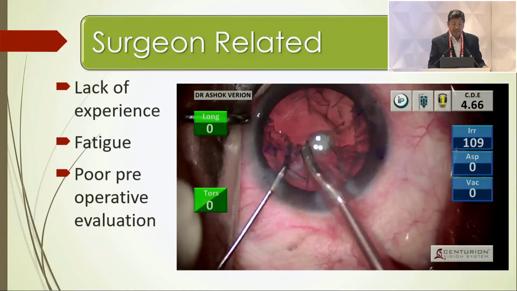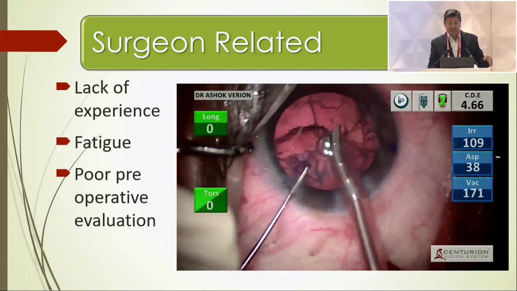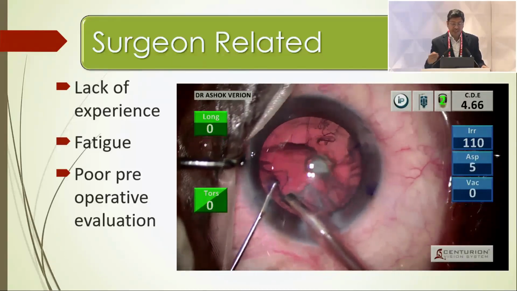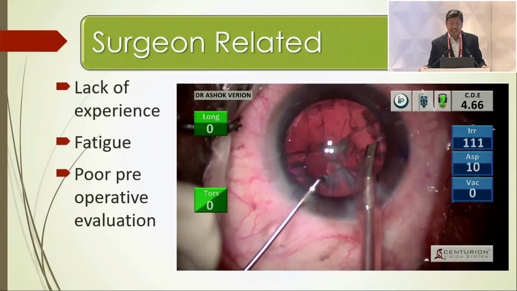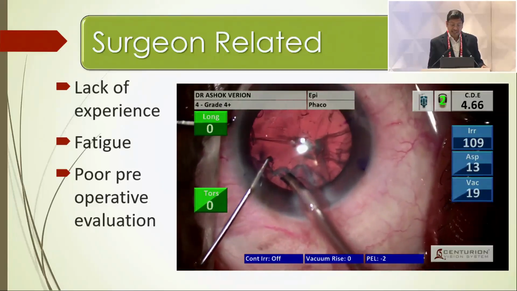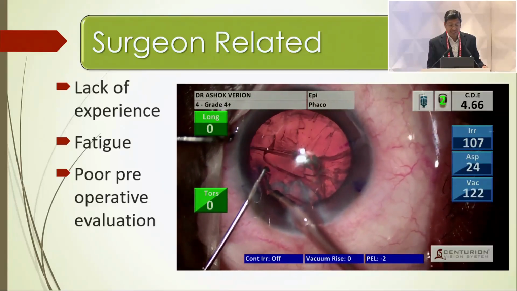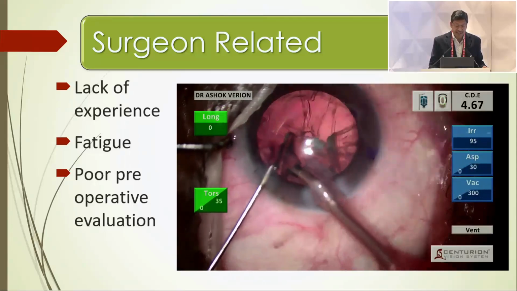Surgeon related factors could be lack of experience, fatigue. See, when there's a long list of surgeries, this surgeon, who is me, of course, is trying to do a posterior polar cataract and trying to aspirate it out with a phaco tip, which is bad, and you are likely to, of course, I escaped here, but you are likely to have PCR in these cases.